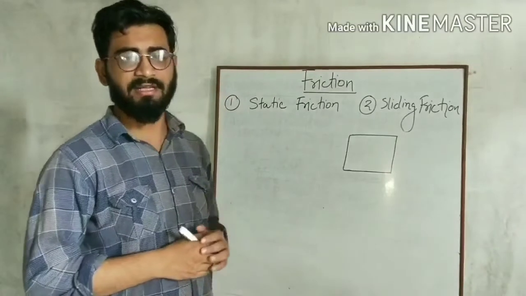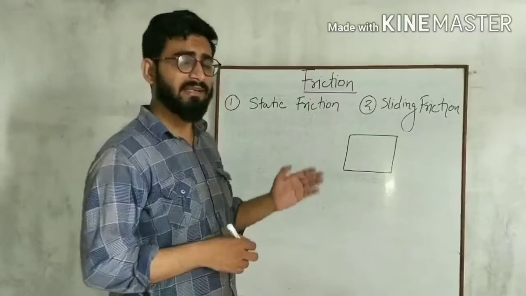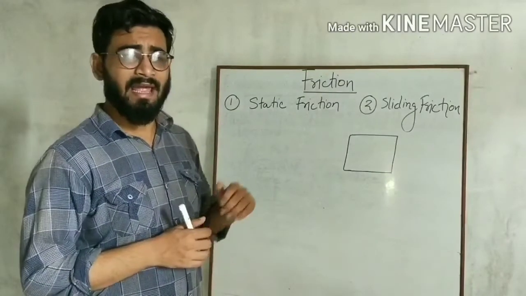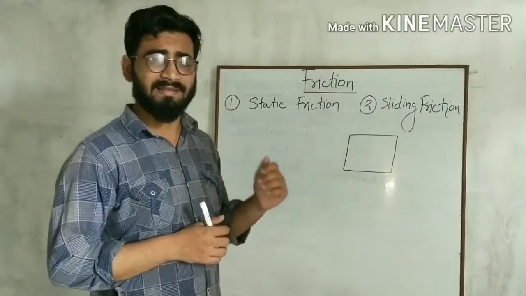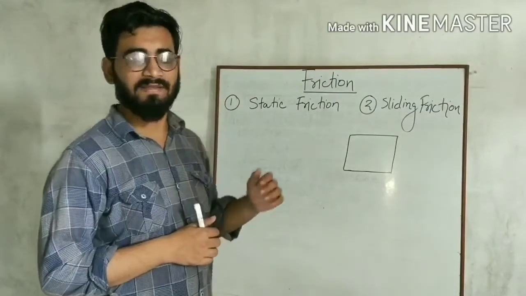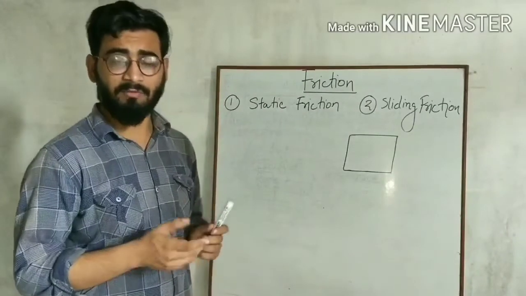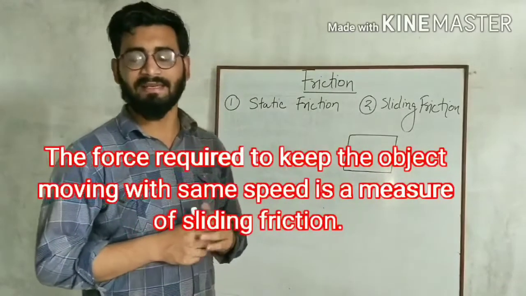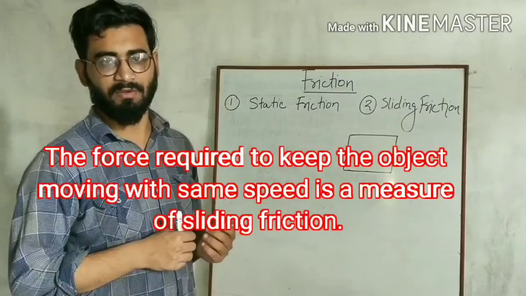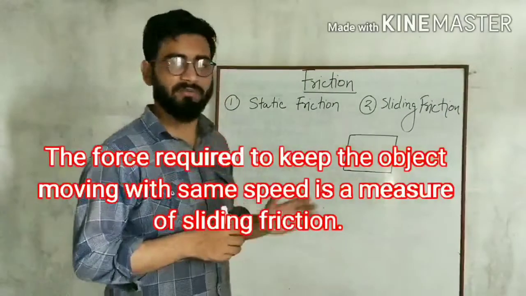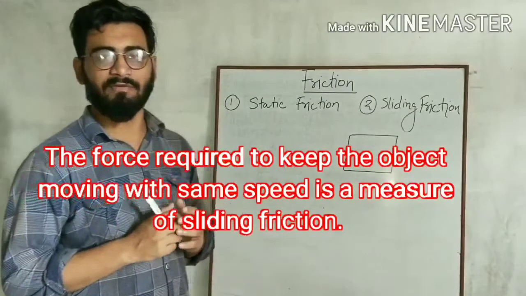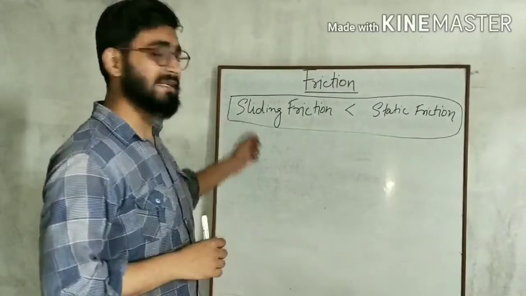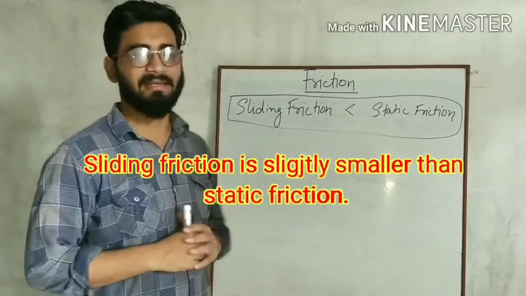Now suppose that this box is already in motion. That is, this box is sliding over the surface on which it is kept. Then also there is a friction acting between the two surfaces which are in sliding contact, and that friction is known as sliding friction. Or we can say that the force required to keep the object moving with the same speed is a measure of sliding friction. Understood?